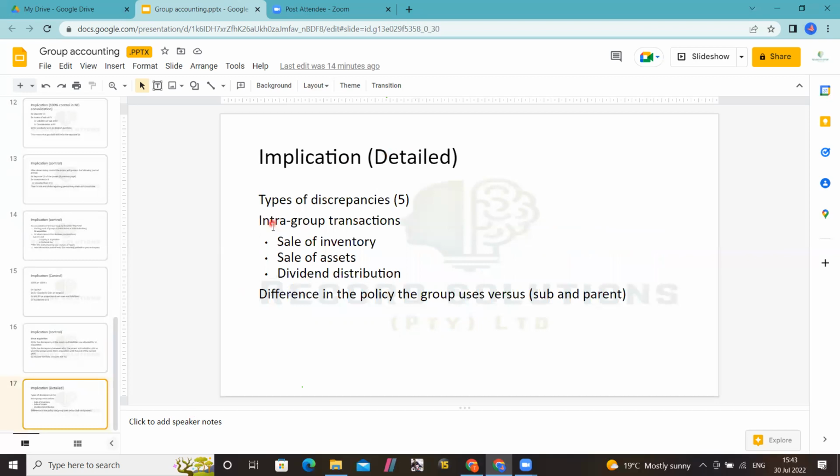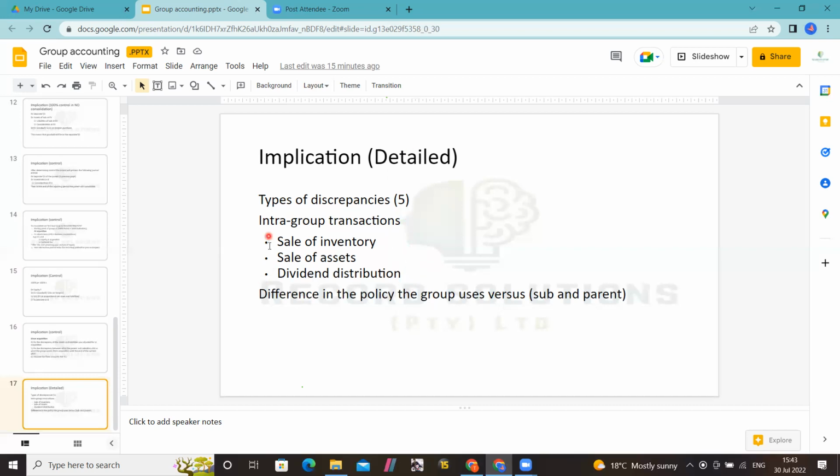So intra-group transactions, basically they are three. It's a sale of inventory, right? So selling inventory from entity A to entity B. Or sale of assets, right? Sale of an asset from entity A to entity B, or dividend distribution. So maybe entity B distributes dividends, right? So those are intra-group transactions. And like I explained with that diagram using those two examples, because of these intra-group transactions, that amount will be wrong if we're just adding 100% of them. That's why we have to do performance journal entries to fix this also.